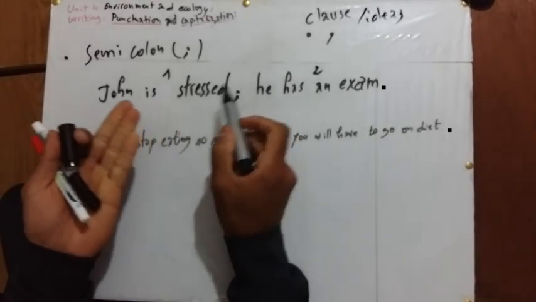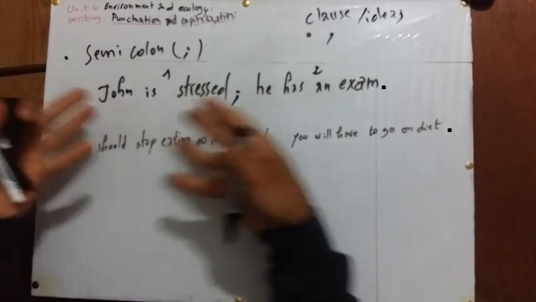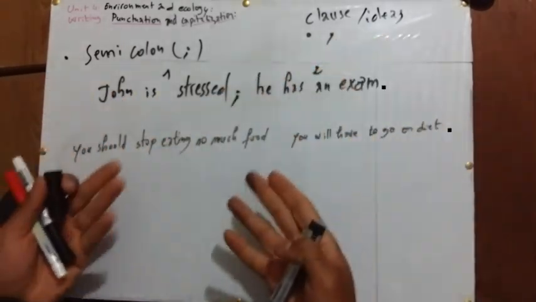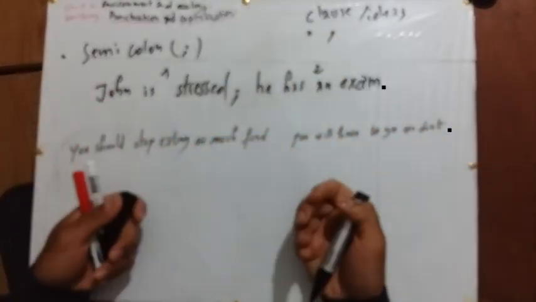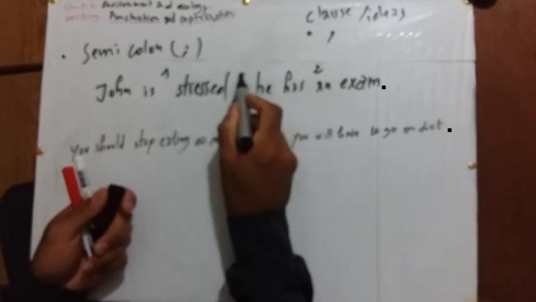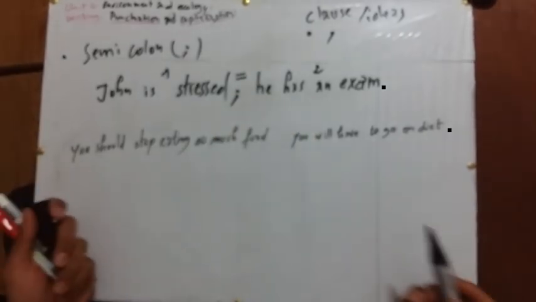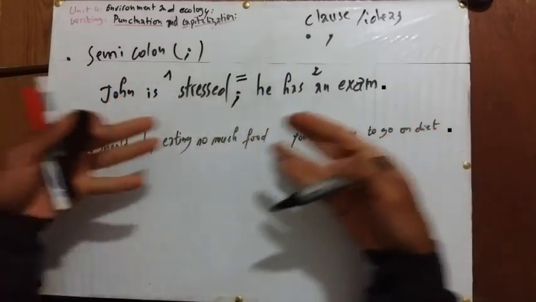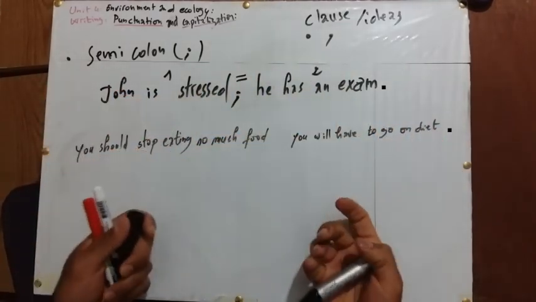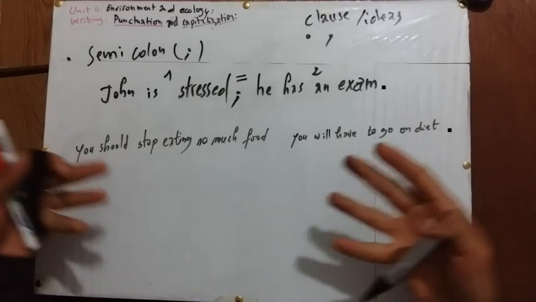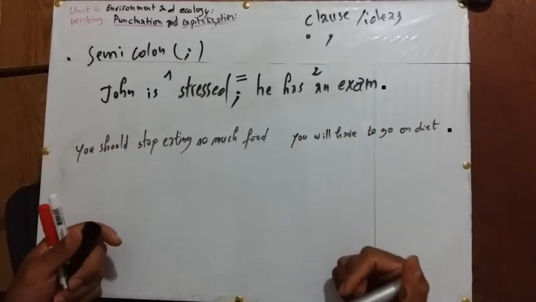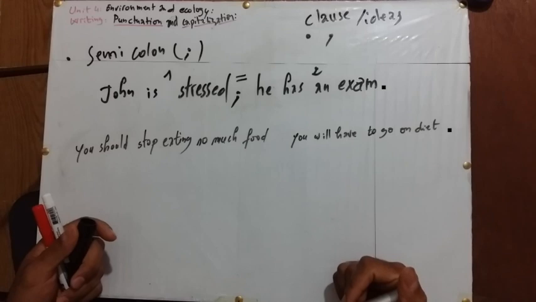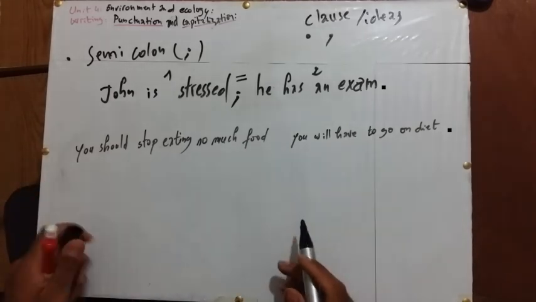So it's like these clauses or these ideas are connected. So we can put equal: idea or clause number one equals clause number two or idea number two. So we have a relationship, okay? They have a relationship.